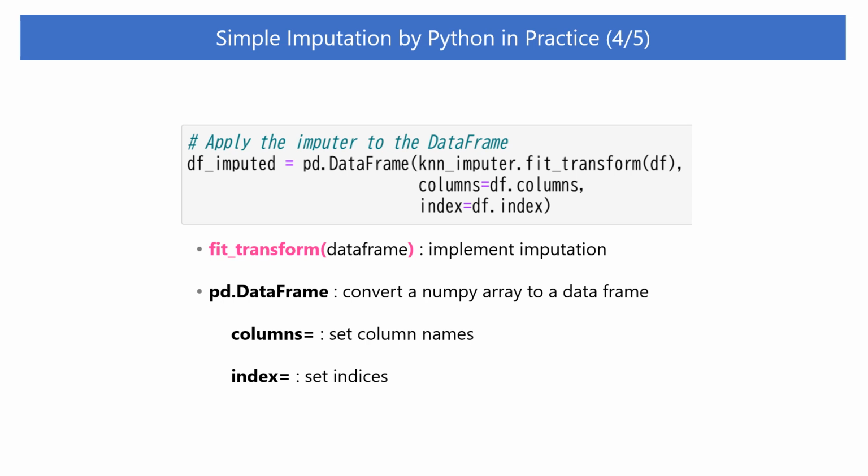However, when we apply the fit_transform method, the data frame will be converted to a NumPy array. So let's apply the pandas DataFrame method to convert it back to a data frame. When the data was converted to a NumPy array, the information of index and column names was deleted. So, setting the arguments columns and index, assign the column names and index of the original data frame. Then, store the imputed data frame into a variable named df_imputed.